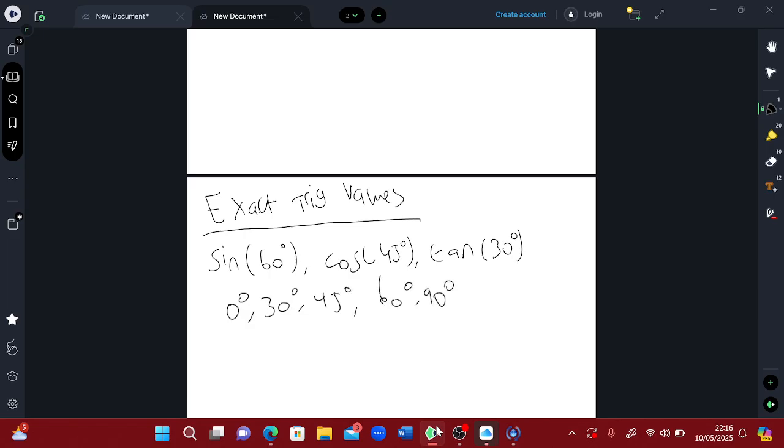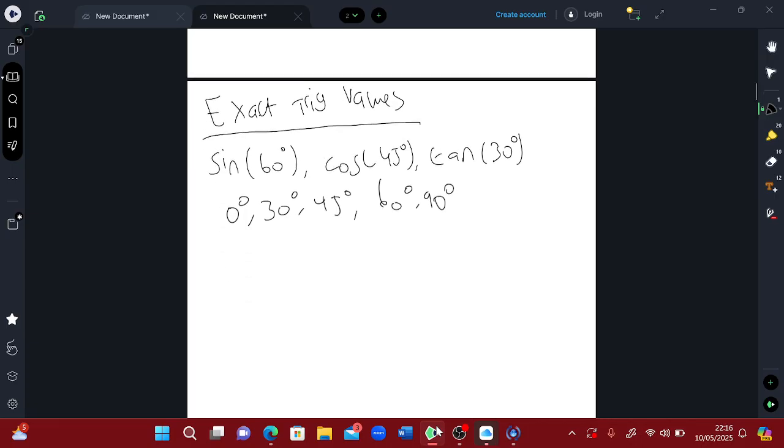And actually, you can use this to work out other values as well if you look at the graph. As an example, let's look at the sine graph. Say this is 60. You should also know it's symmetrical about this hump here, 90. So the distance between 60 and 90 is 30. So sine 120 will be the same as sine 60.